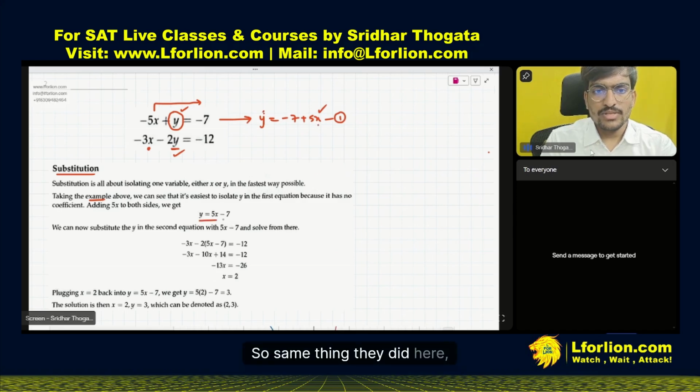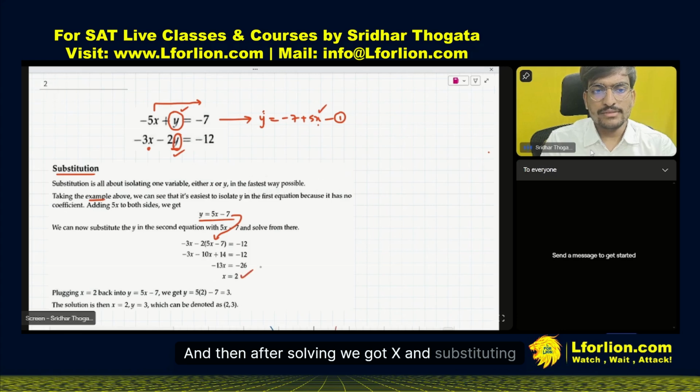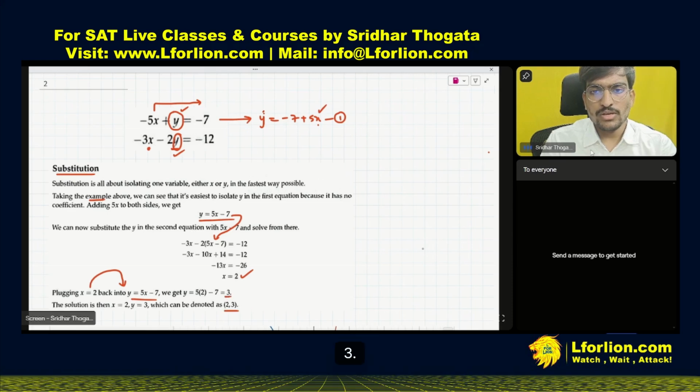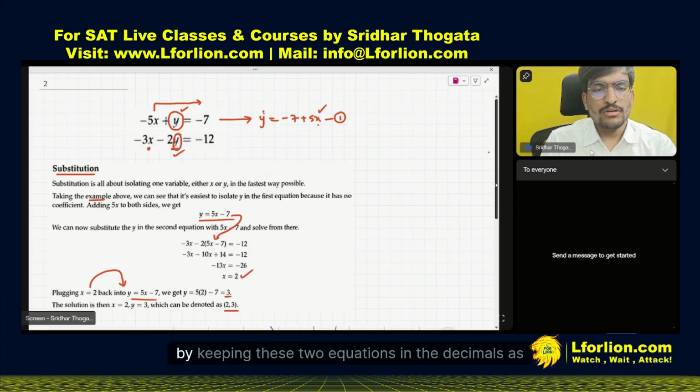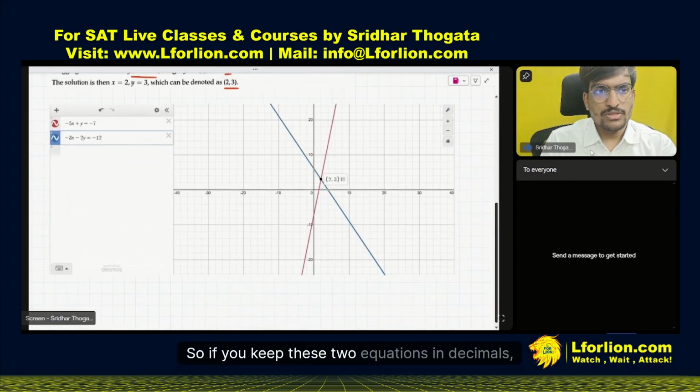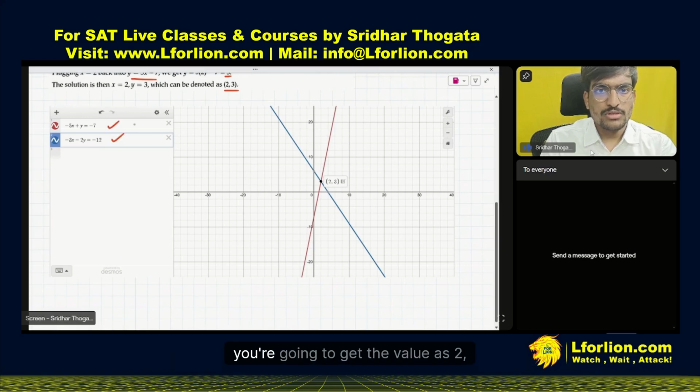The same thing they did here, you can see. This value is substituted in equation 2 in place of y, and after solving we got x, and substituting it back into the equation we got the y value as 3. So that's how we got the x value as 2 and the y value as 3. You can also get the solution by keeping these two equations in Desmos. If you put these two equations in Desmos, you're going to get 2, 3.